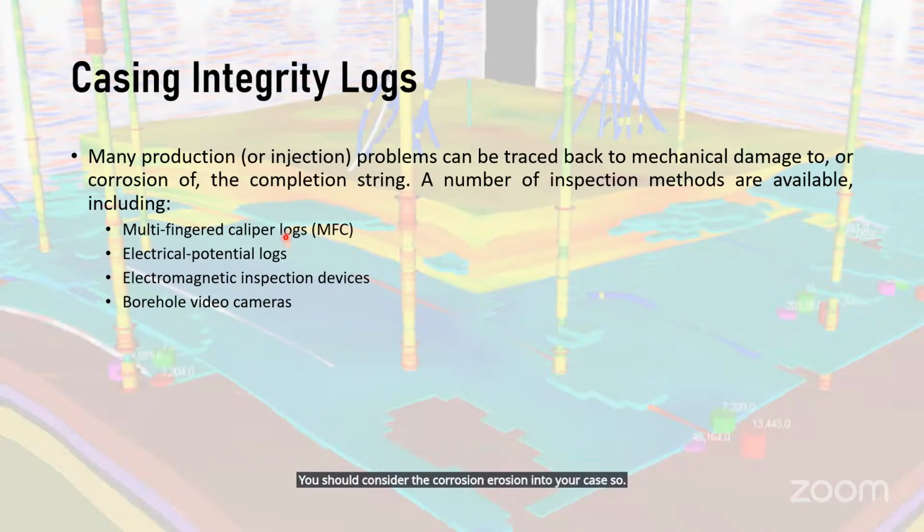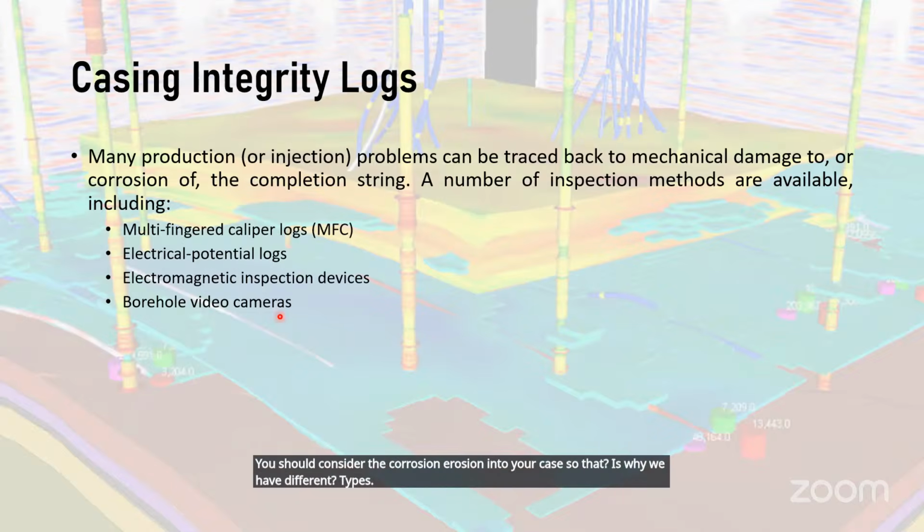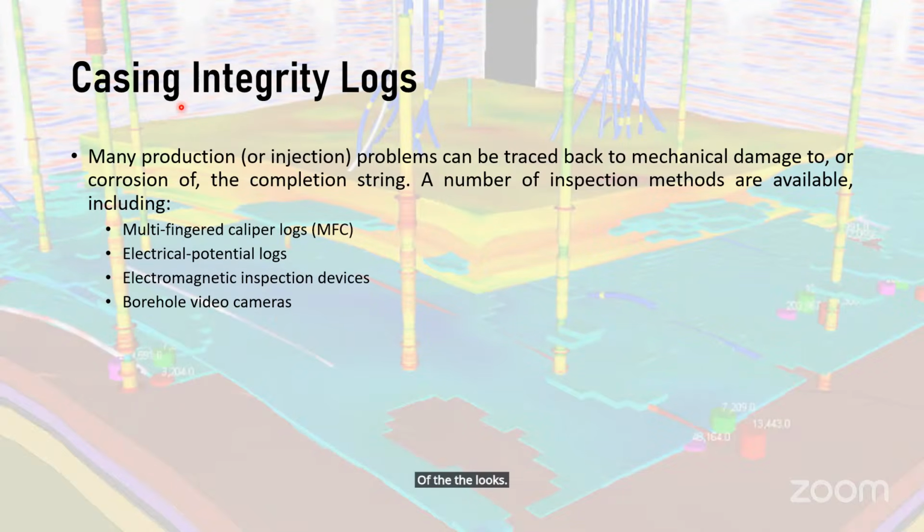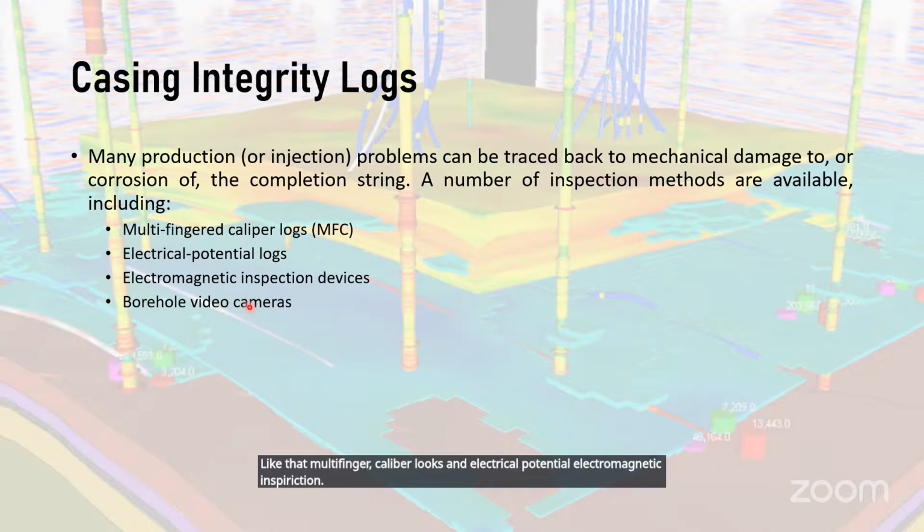So that is why we have different types of logs to measure and consider the casing integrity, like the multi-finger caliper logs, electromagnetic inspection, electrical potential, and the borehole video cameras. As an overall idea, the multi-finger is just a caliper.